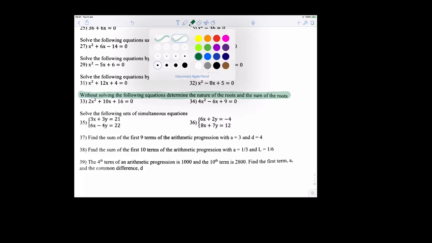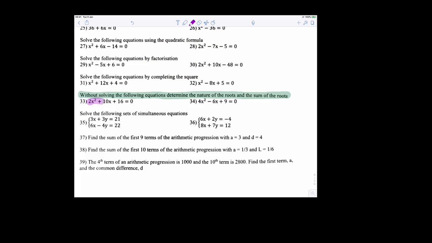So to start off with, let me highlight the two questions. So this one and this one. To make it easier, I'm gonna pull these equations. So it's 2x squared plus 10x plus 16 equals 0, and 4x squared minus 6x plus 9 equals 0.